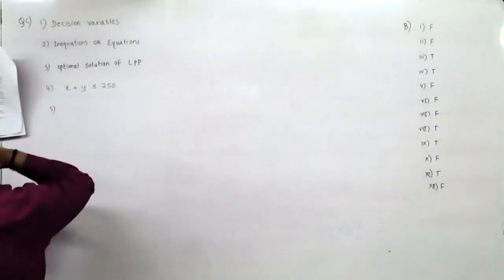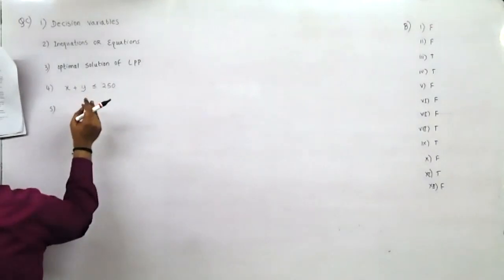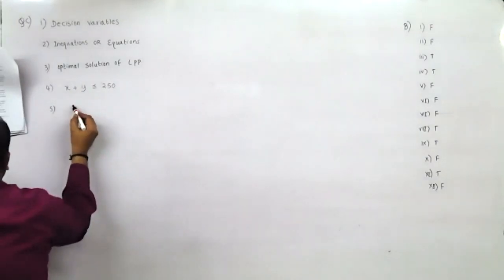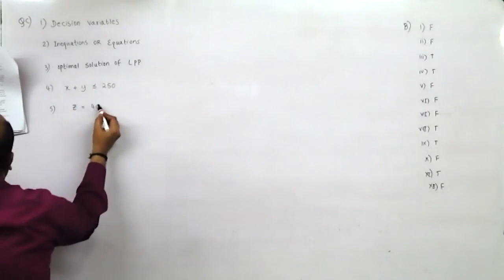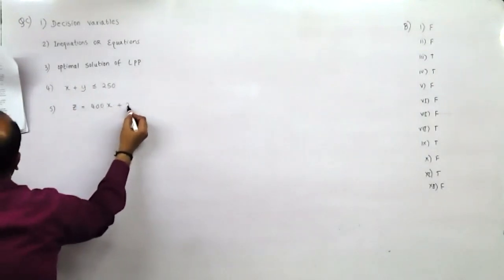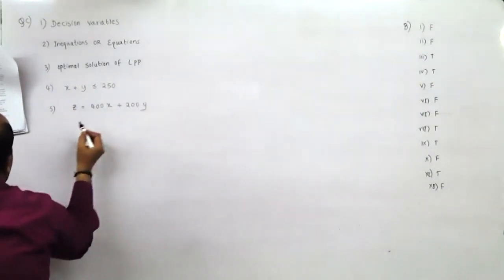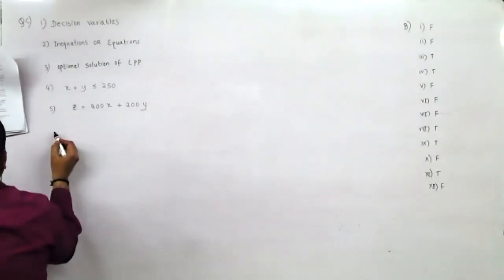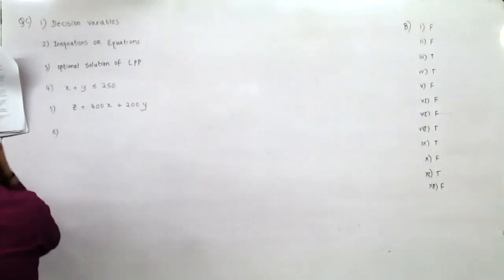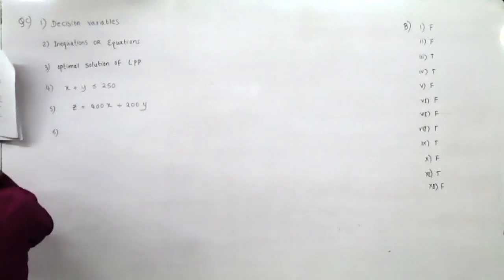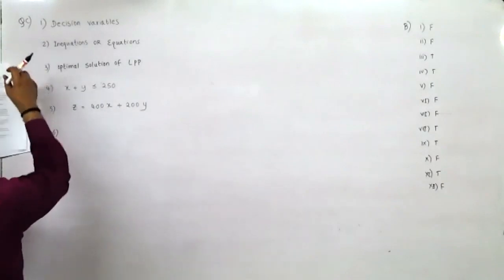Tyco cycles manufactures bicycles and tricycles, profit earned. Then the profit earned is Z equal to 400 per bicycle into X bicycles plus 200 per tricycle into Y, right? It's correct. Sixth one, a doctor prescribed two types of vitamins, T1 and T2 for Mr.